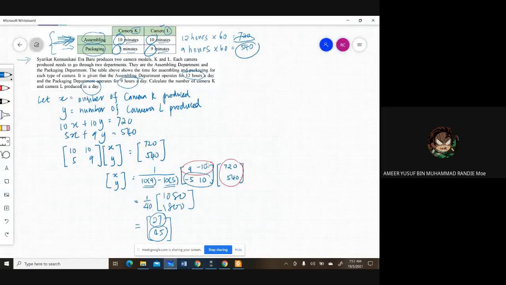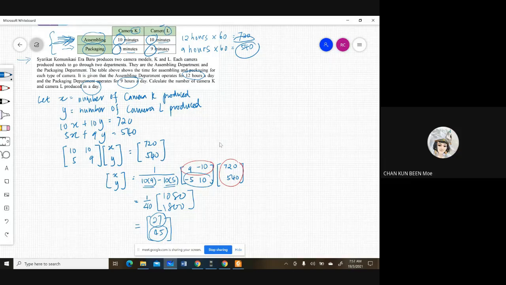Camera K only takes 15 minutes. Camera L takes 19. Not logic, madam. Okay, again, your question: why is camera L produced more than camera K, is it? Yes, madam. Okay, it is logic because over here you can see the assembling department operates 12 hours.